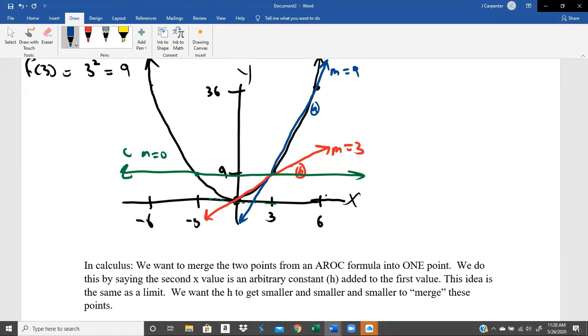Like where we had a function and we plugged in 0.9, then 0.99, then 0.999 to take a limit, the idea here is to make the h something like a 1, then a 0.1, then a 0.01, then a 0.001. And then you just see what the number is getting closer and closer to.